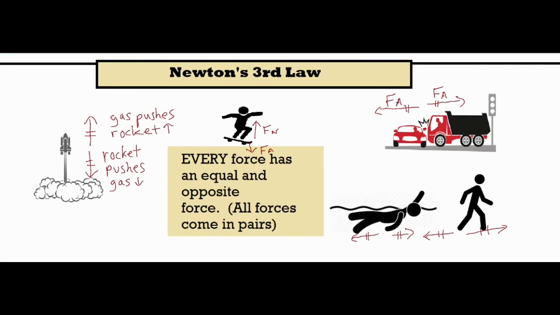So, in all these different scenarios, like I said, every single force has an equal and opposite force, and all forces come in pairs. And if you use this strategy right here, like I said, what you can do is basically switch the order of the nouns and switch the direction, and that will be able to identify the other force that's present. I hope that was helpful in helping you understand Newton's third law.